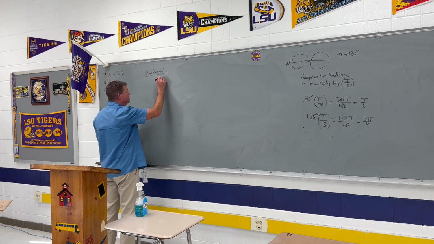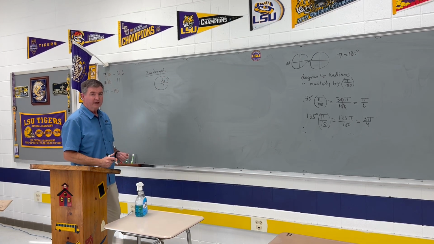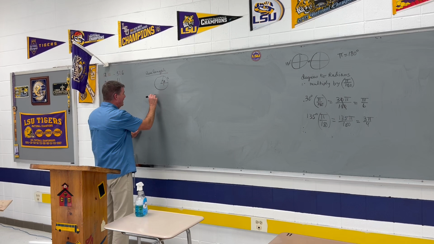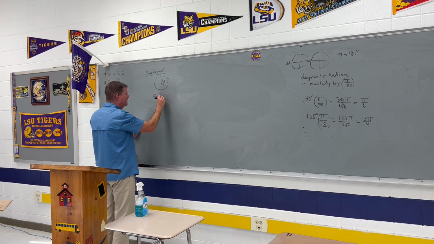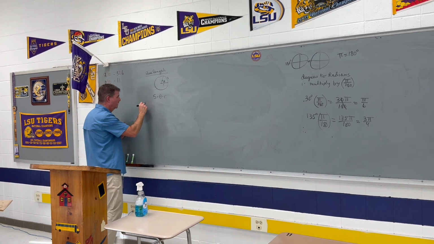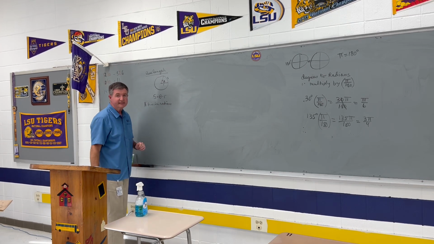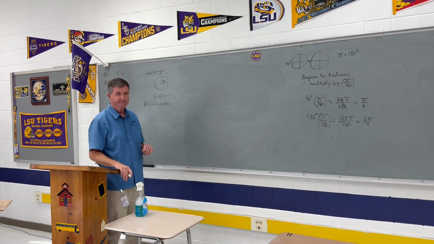So the arc length, we have our circle, right? Our central angle, and that's my theta. This is my radius, and the arc length is the S. There's a formula to find the arc length. It's S, the arc length, is equal to theta times the radius. Just remember, theta is in radians, always.